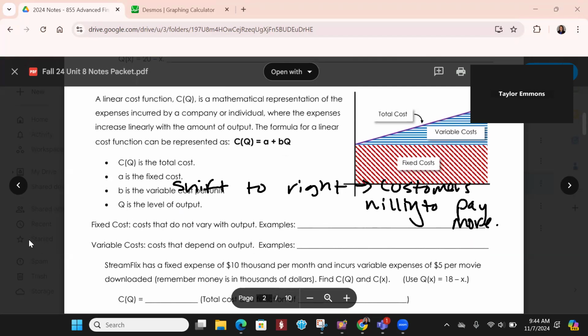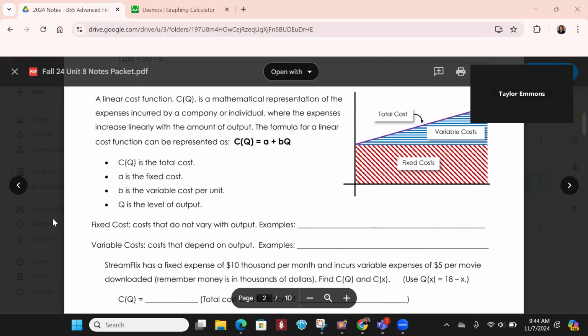Say fixed costs. So the cost is the same, it doesn't change. Like if I produce something on Etsy, it's going to cost me some money to make the item, right? So the fixed cost is like, this is how much I have to sell it for. Cannot go below. Okay. B is the variable cost per unit, and then Q is the level of output. Okay. So fixed costs are the costs that do not vary with the output.